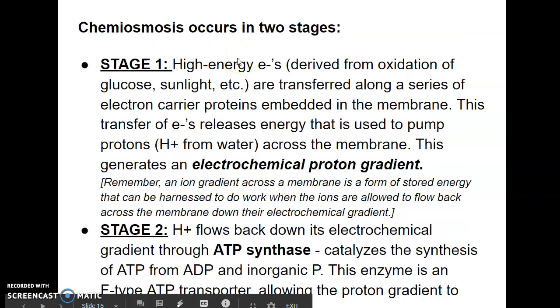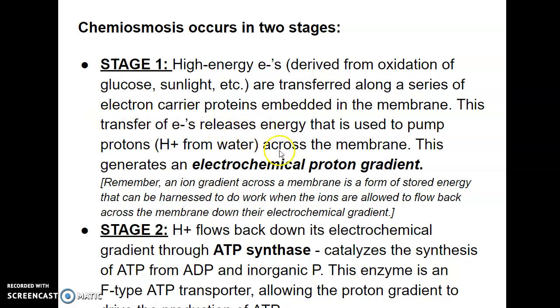So chemiosmosis occurs in two stages. Stage 1 is where we have high energy electrons that are derived from the oxidation of either glucose or sunlight, depending on if we're talking about respiration or photosynthesis. And then those high energy electrons are transferred along a series of electron carrier proteins that are embedded in the membrane, and that's what we call the electron transport chain.